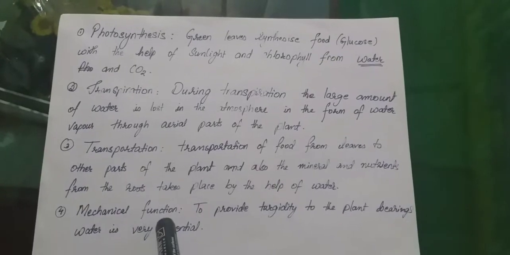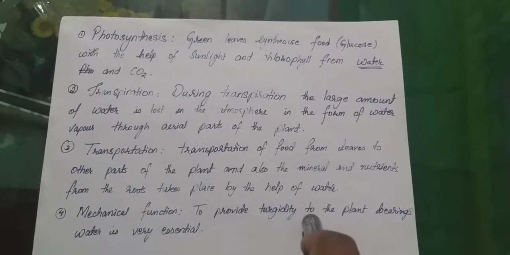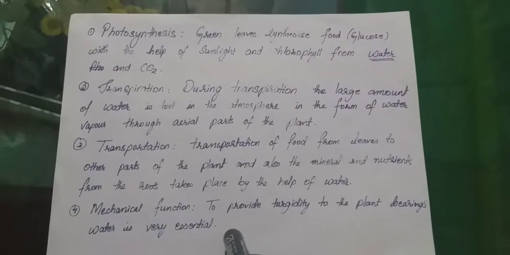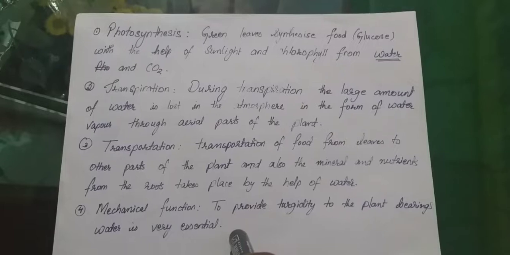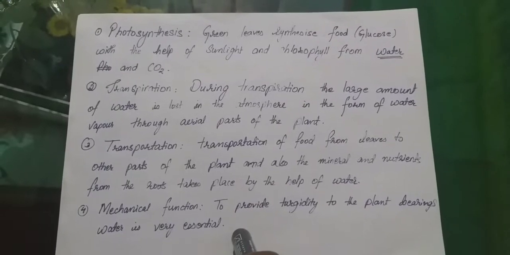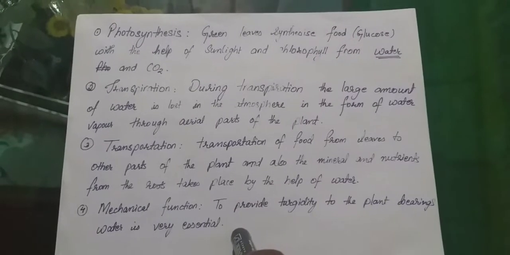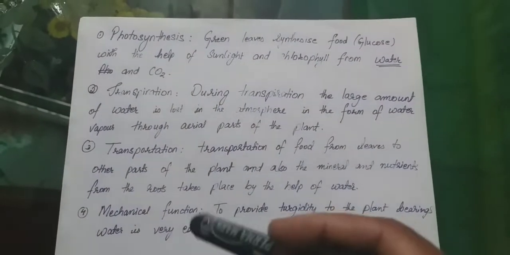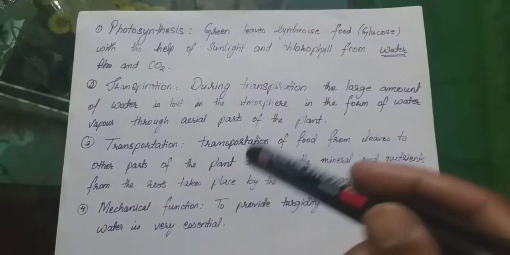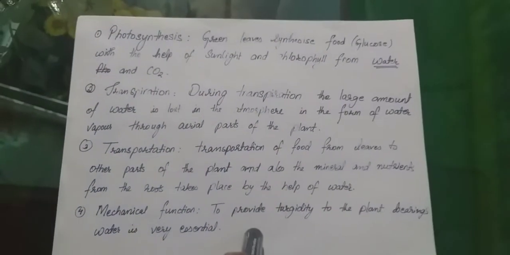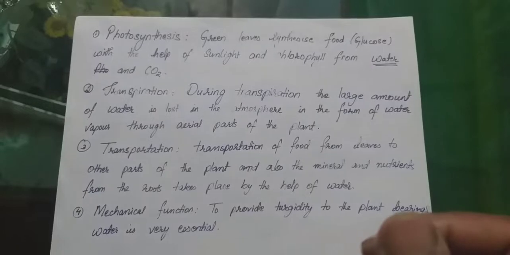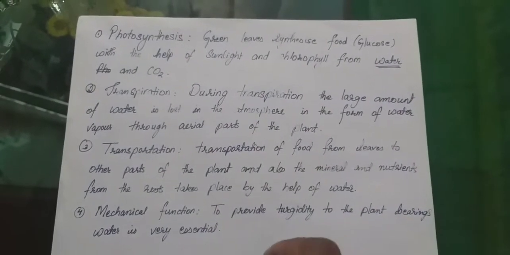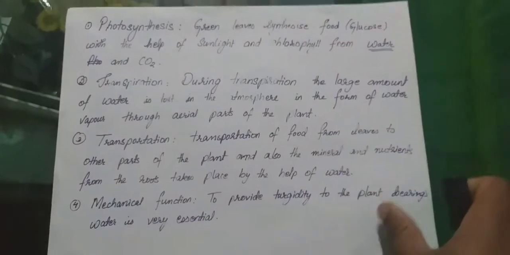And number 4, mechanical function. To provide turgidity to the plant, water is very essential. We have already explained that if we do not water a plant for many long days, the plant will start rolling up and lose its turgidity, it will dry up, and eventually it will die. Thus, to maintain the turgidity, that means the water content of the cell, water is very essential.